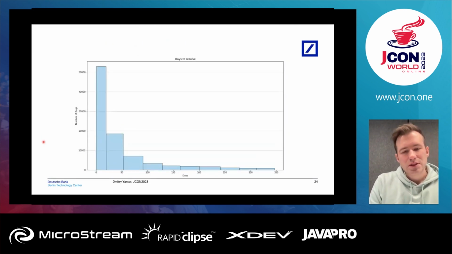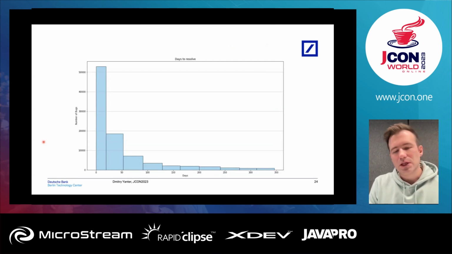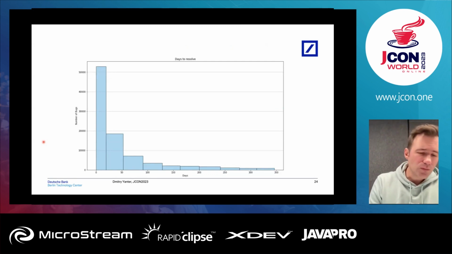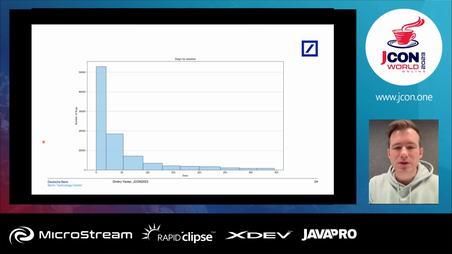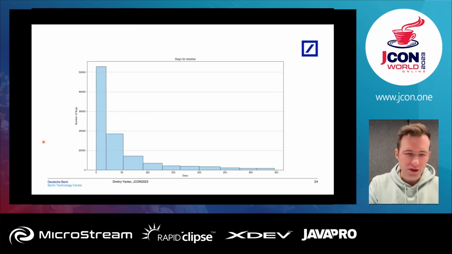So to do this, I analyzed, again, open source data with pull requests and issues and story points and time to resolve. This is quite an interesting data set that contains about 500,000 records about different issues across multiple projects. And this is basically the distribution of days to resolve for those projects.